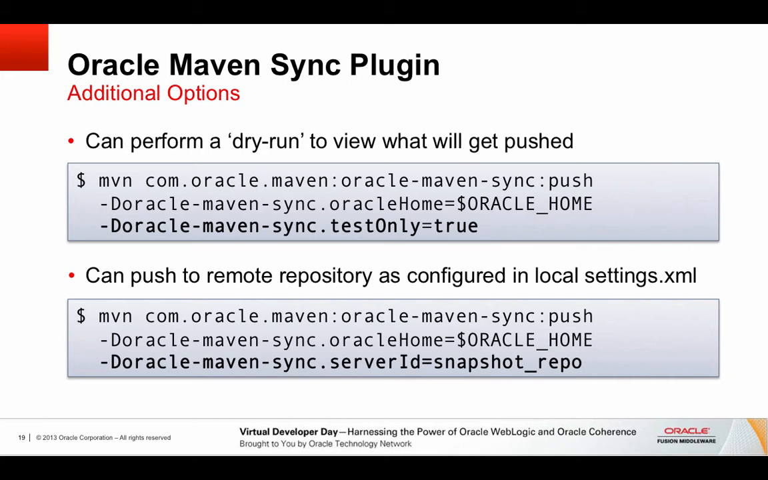The other option we have here is where we want to push to a remote repository. So your remote repositories are typically configured in the local settings.xml file, and it's given generally an ID or a reference indicating the configuration for a specific repository. So to target the push operation against one of those remote repositories, you can then specify a further property, oracle-maven-sync.serverId, and then give it the name of the remote repository that's specified in your settings.xml file.